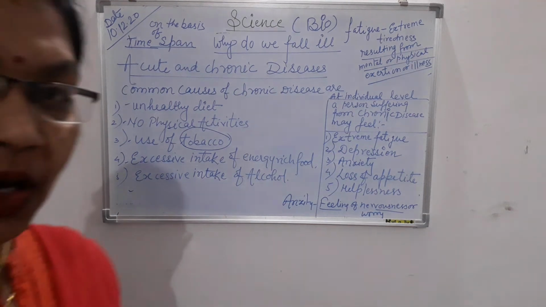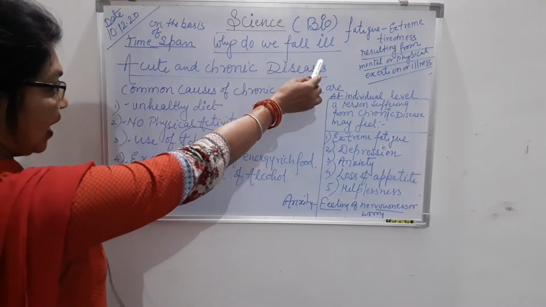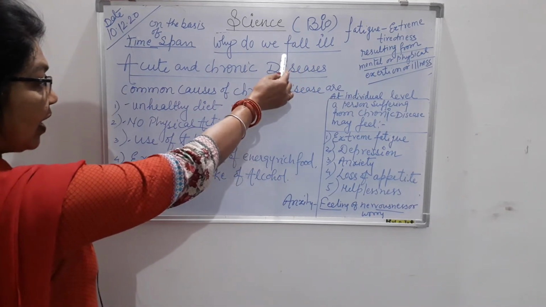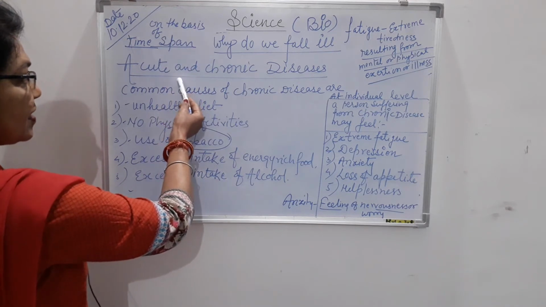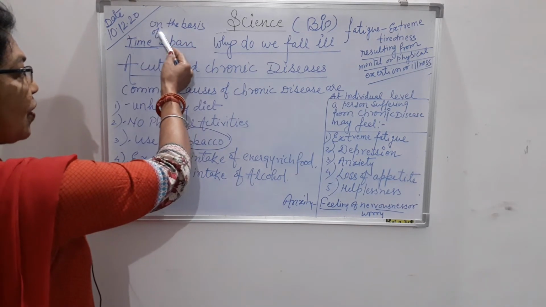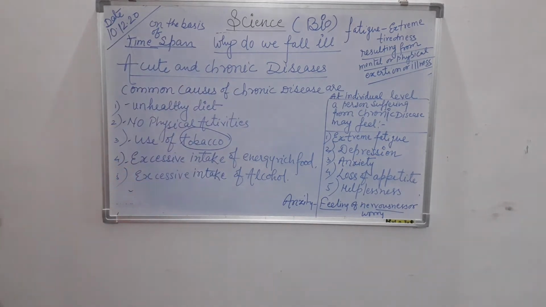Good morning, everyone. As we are discussing the topic, why do we fall ill? Today we are going to discuss types of diseases on the basis of time span. There are two types of diseases, that is acute and chronic diseases.